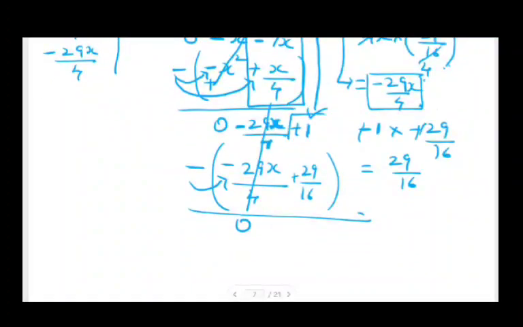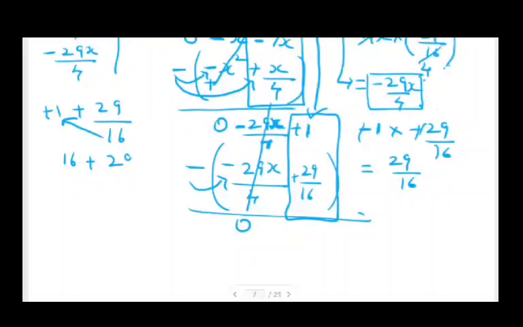And now I have to work this out. How do I work this out? Plus 1 plus 29 upon 16. 16 into 1, 16 plus 29 upon 16. How much does that come up to? 9 plus 6, 15. 2 plus 1, 3 and 1, 4. 45 upon 16. So what's my remainder?